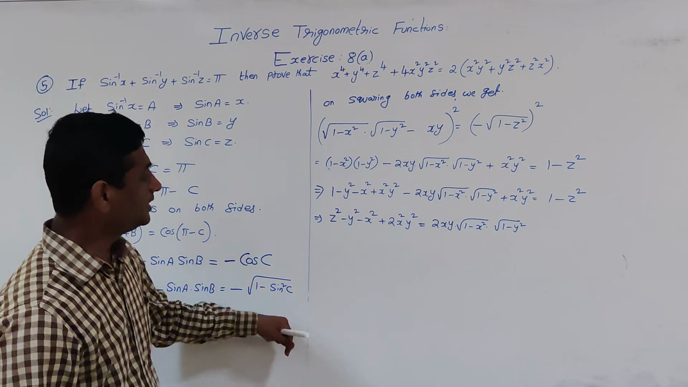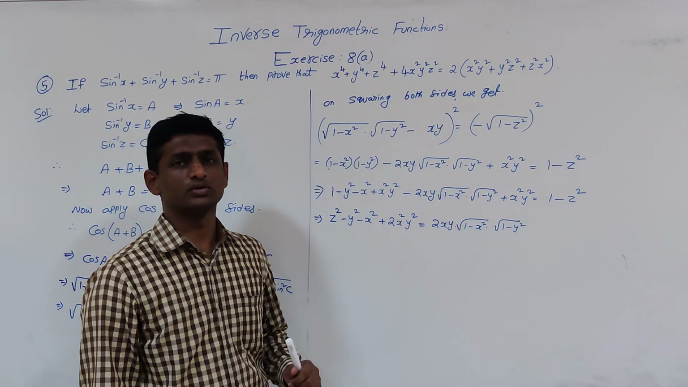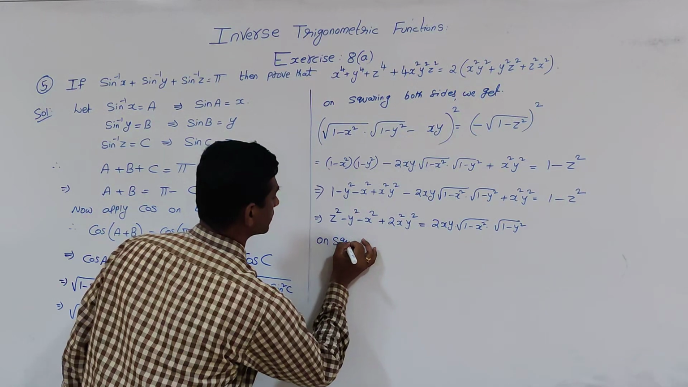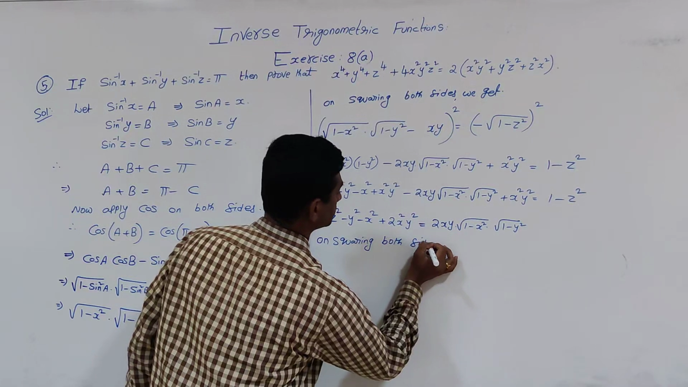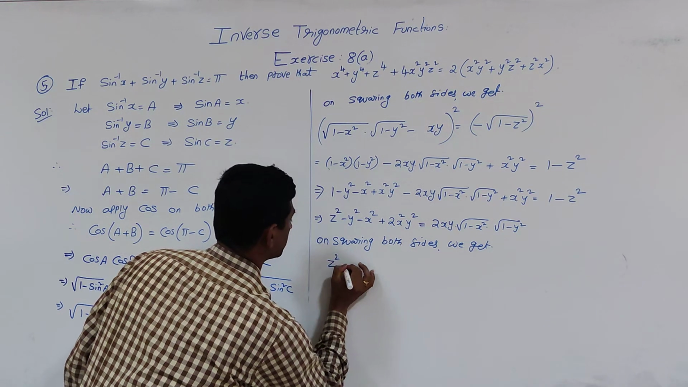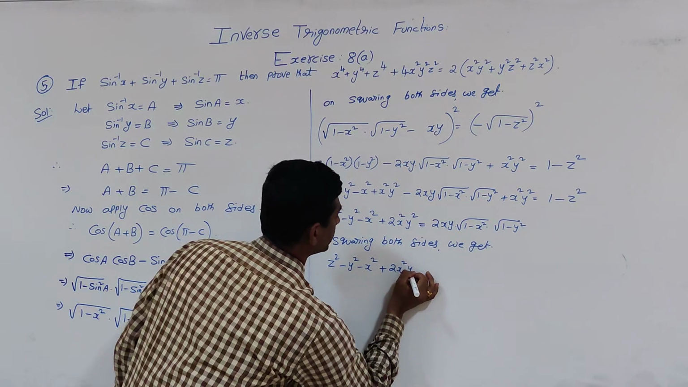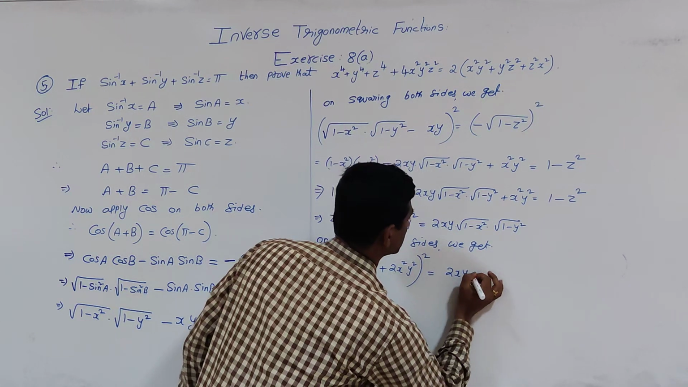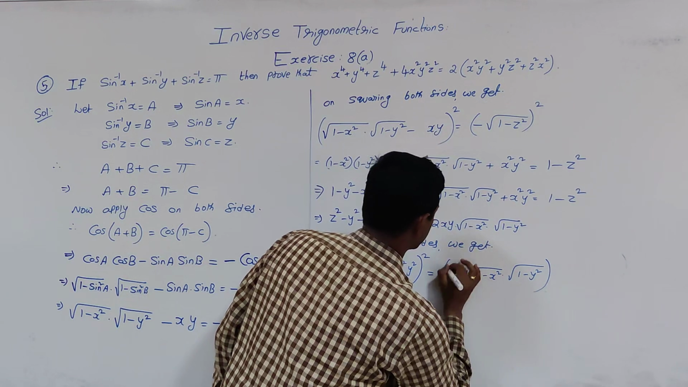Now again there is a square root on the right hand side, so in order to remove the square root, again you have to go for squaring on both sides. On squaring both sides, we get z square minus y square minus x square plus 2x square y square whole square is equal to 2xy into under root of 1 minus x square into under root of 1 minus y square whole square.